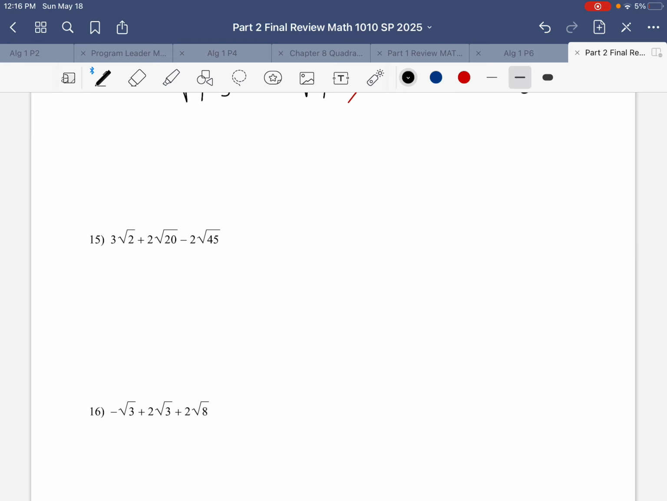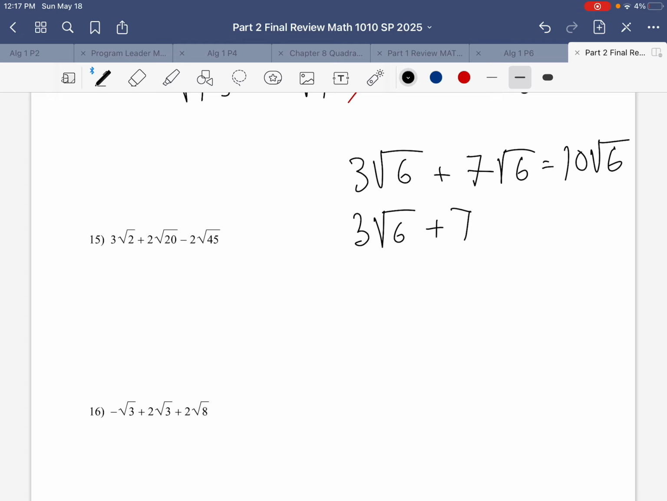All right, for numbers 15 and 16, if you see, like in this example, the same value in the radical and the same index, we can add up the amounts of that radical. What I mean by that is if you had 3 square root 6 plus 7 square root 6, I can write this as 10 square root 6. But 3 square root 6 plus 7 square root 5, those, like x's and y's, I can't combine them.